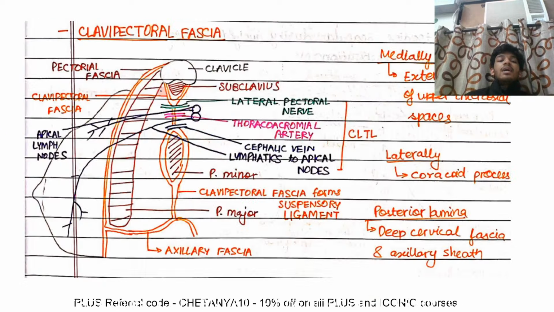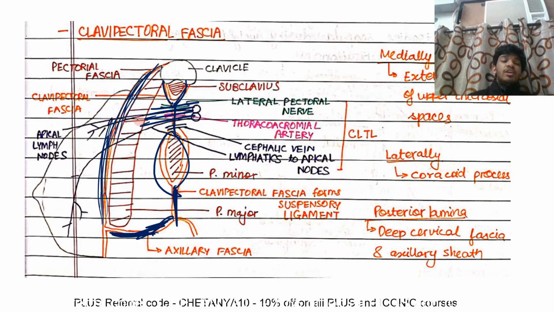You can see this in this diagram. They first enclose the subclavius, goes down, it is pierced by four structures, then it encloses the P minor, goes down, forms the suspensory ligament which holds the axillary fascia and the floor of the axilla, right? This is one more layer here outside, and it is the pectoral fascia which will be over the pectoralis major.